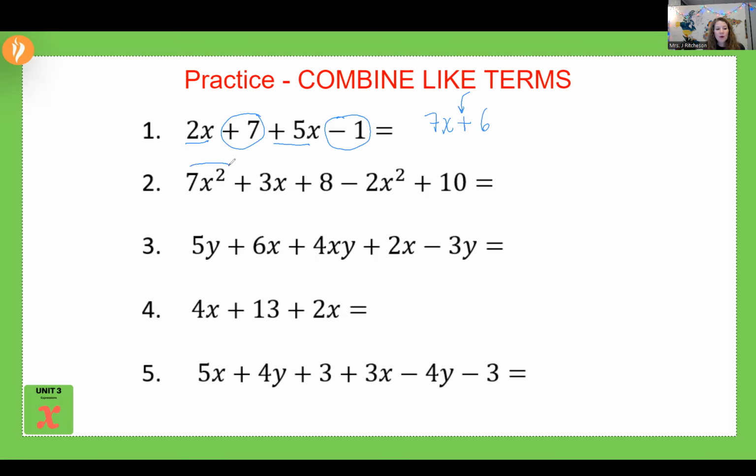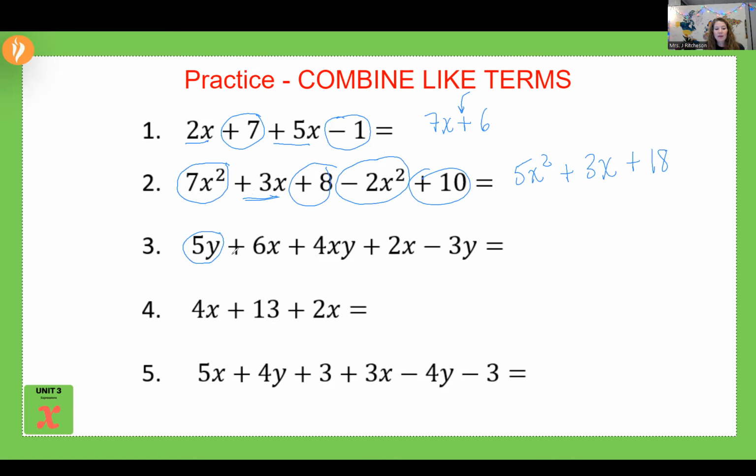All right, so we have 7x squared minus 2x squared. Did I say 5? I meant 7x squared minus 2x squared is 5x squared. And then we have positive 3x, has to be part of our answer. And then we have 8 plus 10. 8 plus 10 is 18. There's our answer.